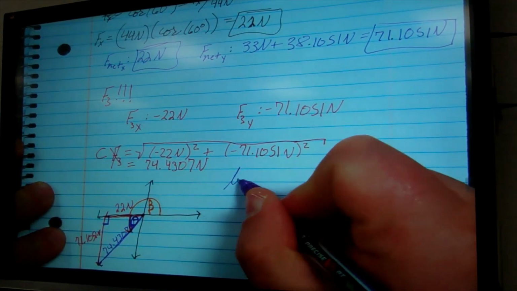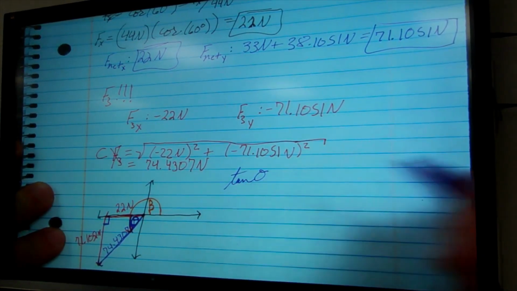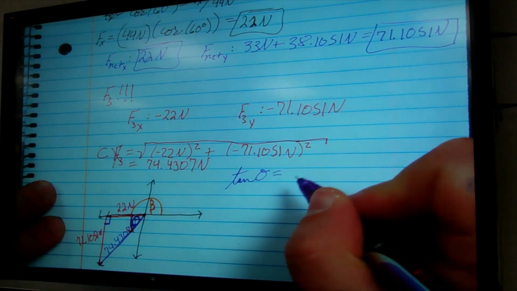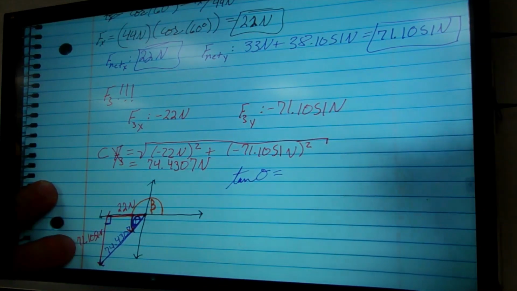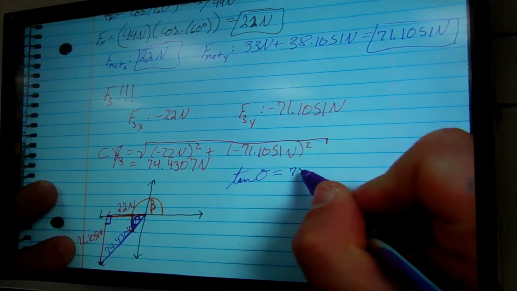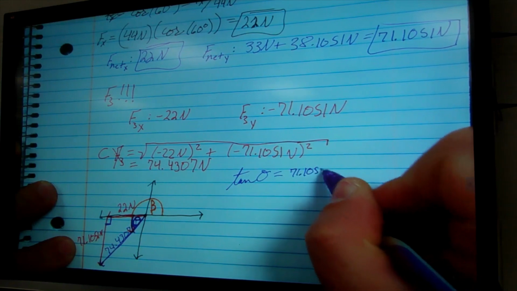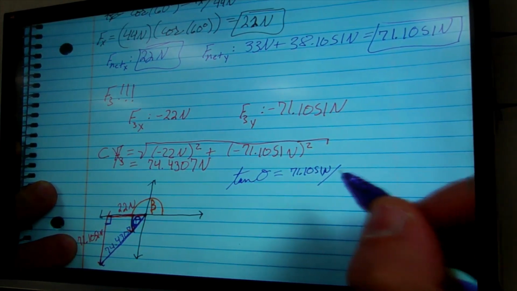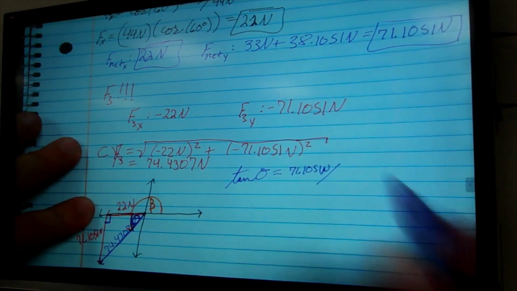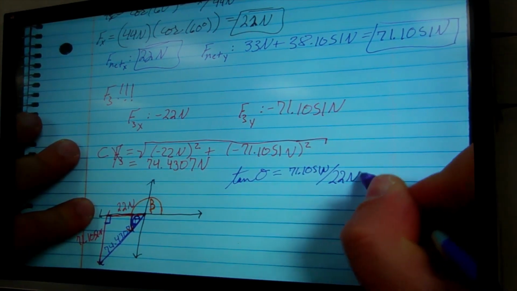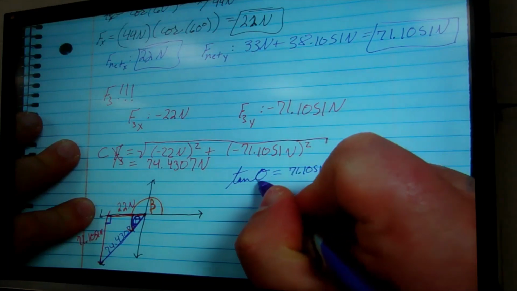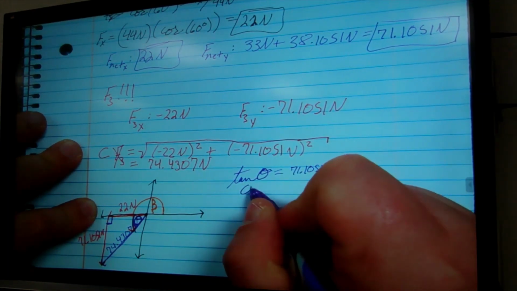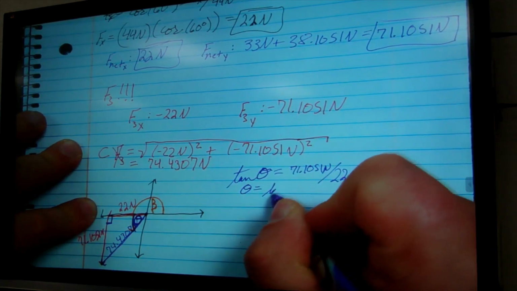Didn't we already find theta? Tan of theta is equal to opposite over adjacent. So that's 71.1051 newtons divided by adjacent, because I'm doing the tan, which is 22 newtons. I'm trying to find theta, so to find that, we have to do the inverse function. So theta is equal to the inverse tan.